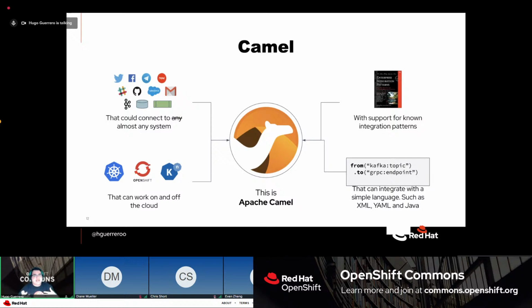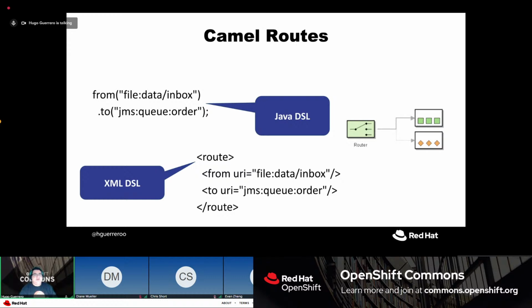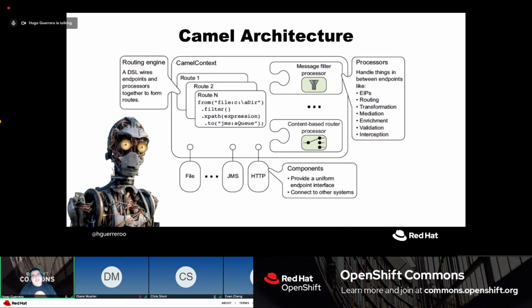And we can have different ways to implement those routes. You have what they call the domain-specific languages, or DSLs, that allow you to implement these kinds of flows or routes using, for example, the Java DSL. It's very simple. It's Java code that you can define. Or if you don't want to go that way, you can use the XML DSL. Or more recently, we can even support things like the YAML DSL, where you can define your flows using the YAML language.